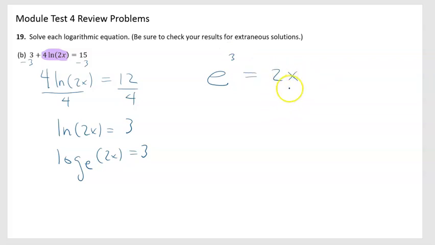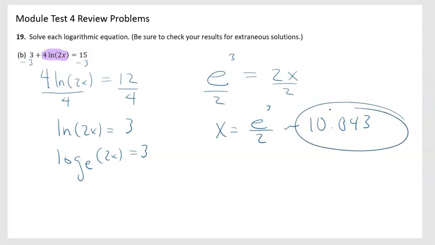Remember, your goal is just to get the x by itself, so let's divide both sides by 2. And there's your answer. x is equal to e to the third divided by 2. And you can type that in your calculator, because remember, for e you have to hit second natural log, and that'll give you e. I have to close out parentheses, so e to the third is like 20.085, but I still have to divide by 2. So it's approximately 10.043, if I stick to the convention of rounding to 3 places.